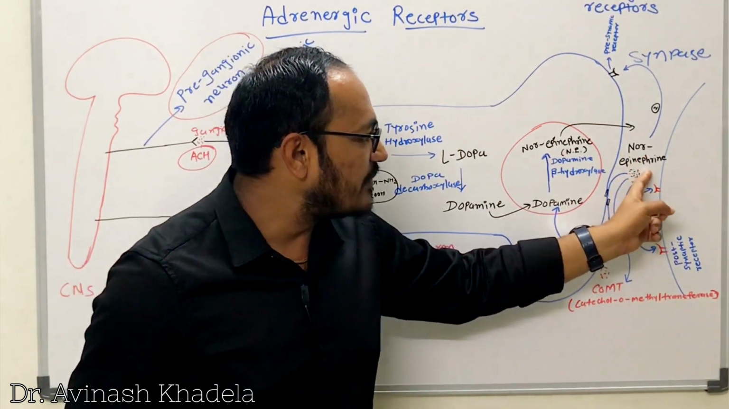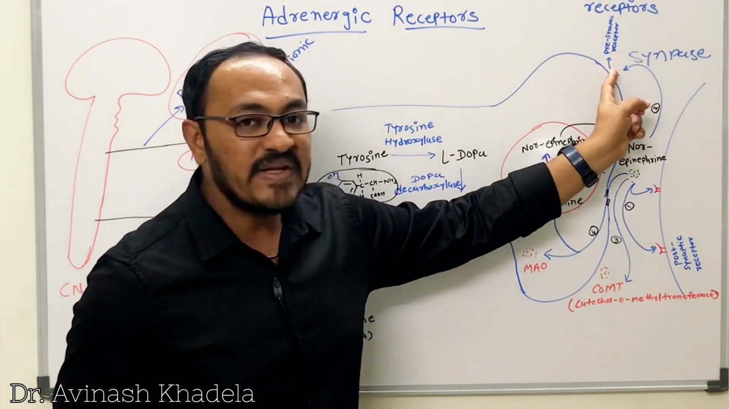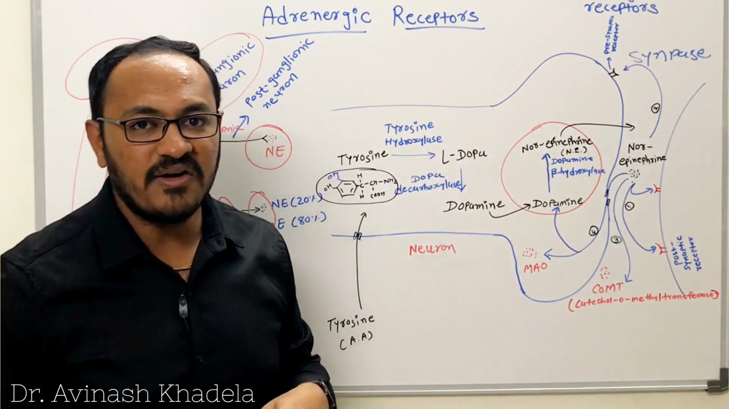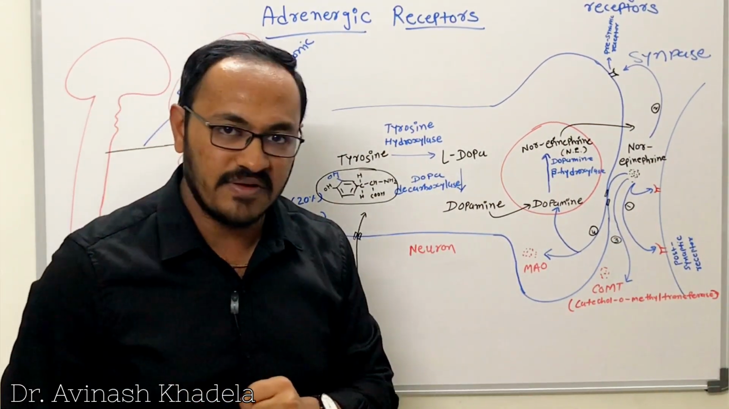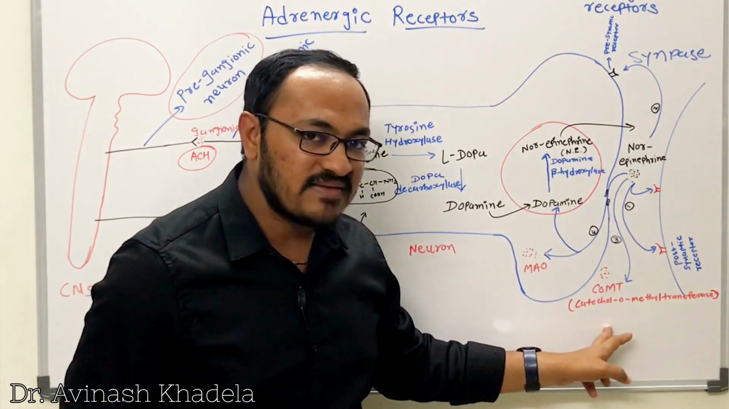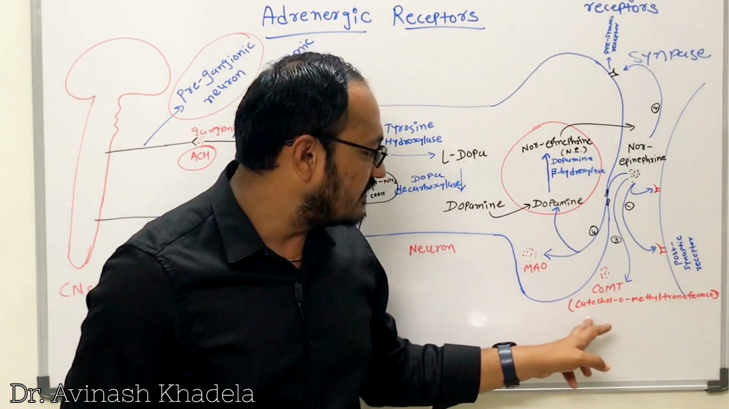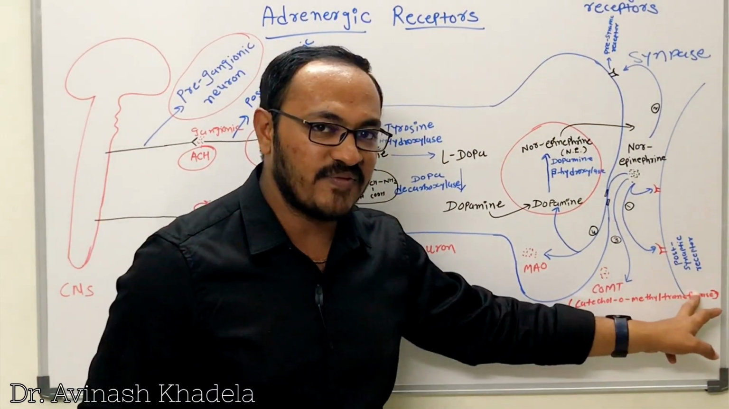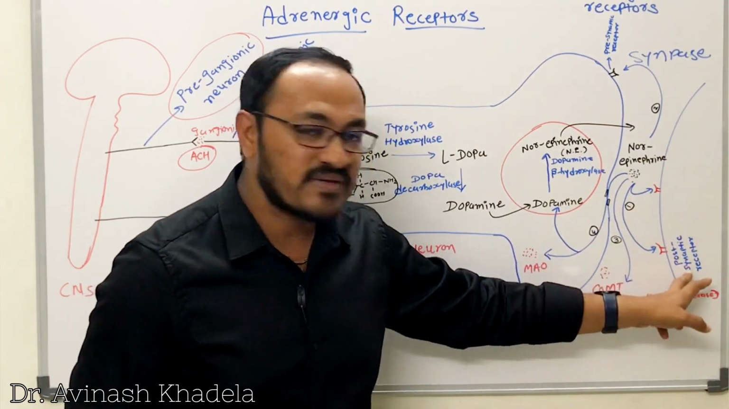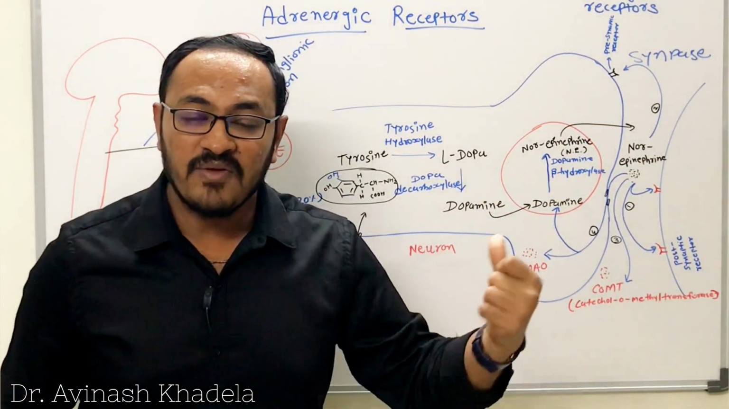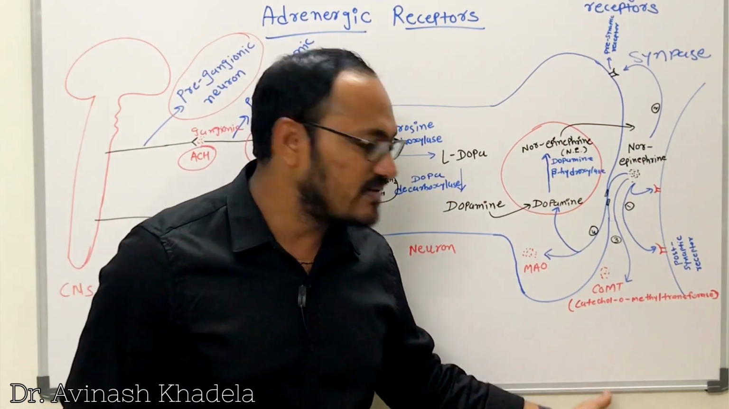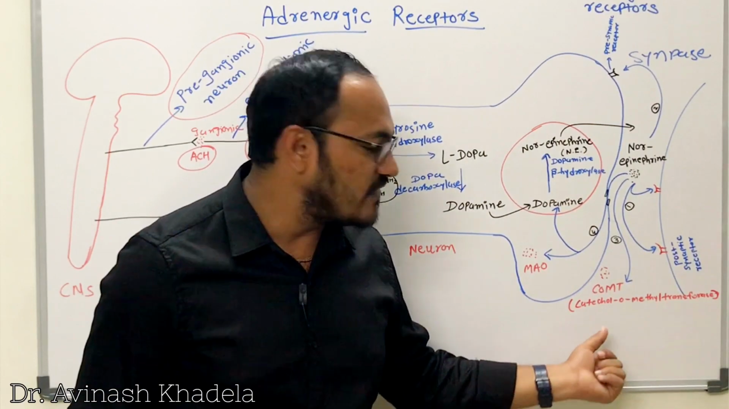Second, this norepinephrine will also bind to the presynaptic receptor such as the alpha-2 receptor, which is an autoinhibitory receptor, and regulate the secretion of norepinephrine. Third, this norepinephrine will be metabolized by the enzyme COMT, catechol-o-methyltransferase. So norepinephrine which is not utilized by the postsynaptic and presynaptic receptors will be metabolized to inactive metabolites via COMT, which stands for catechol-o-methyltransferase.